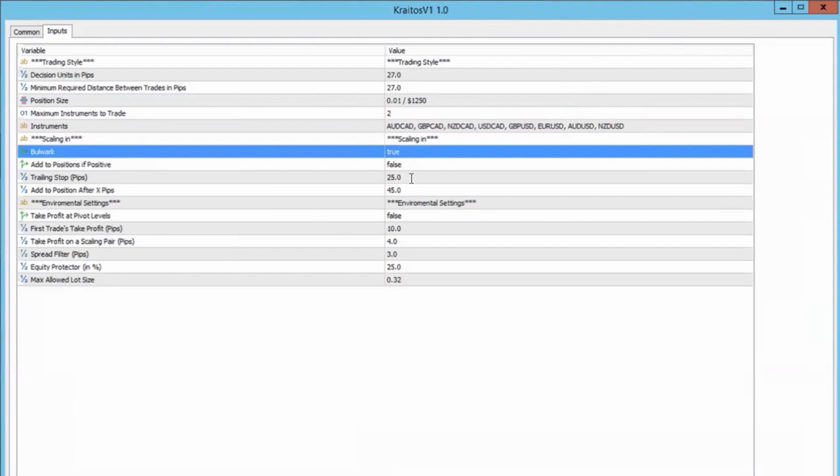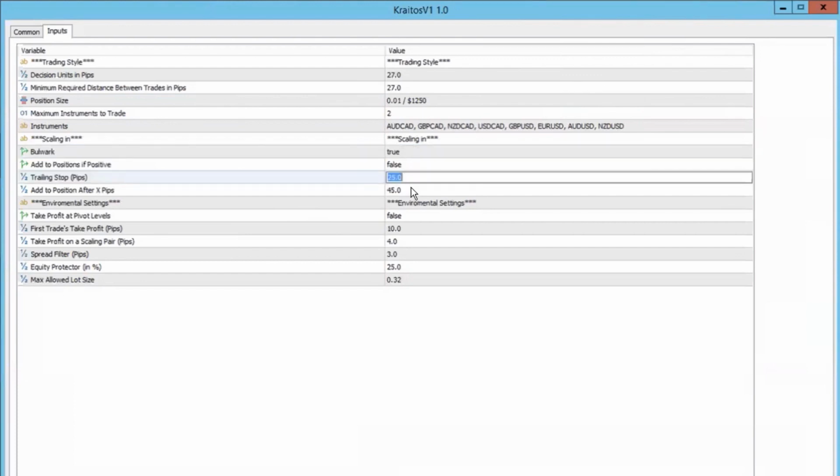Then we have the trailing stop loss, okay? We also have adding positions after a certain number of pips. We have how many pips we want to go for. The best one was 10 pips. You can do 5 pips, you can do 15 pips. You can make a scalper out of Kraitos, you can make a swing trader out of Kraitos. But at first, as I show you, just use the default settings.